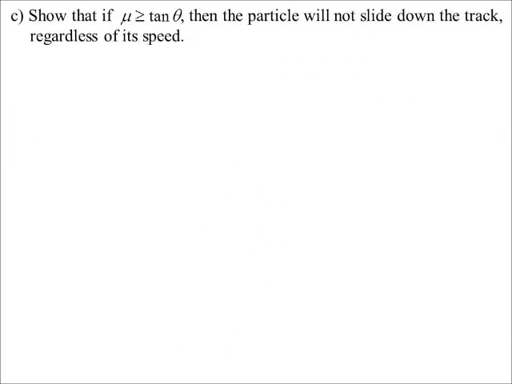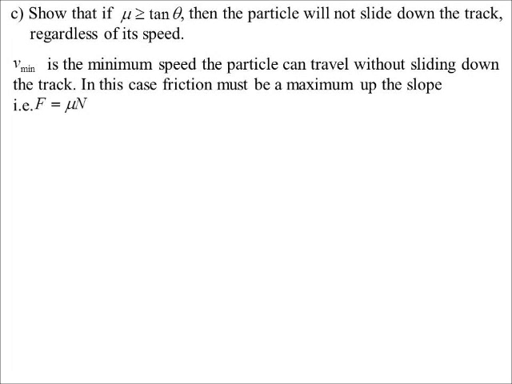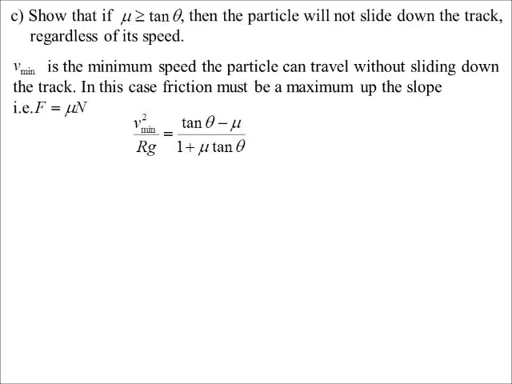So now I'm looking for the minimum speed. That was the maximum speed we could travel. Minimum speed, but friction now will be positive mu N because we're sliding down. We want to stop sliding down, so friction will be acting up. So we just proved when friction was minus mu N, we got tan theta plus mu on 1 minus mu tan theta. The only difference with this problem is friction now is positive mu N. So that would change my eventual answer to be tan theta minus mu on 1 plus mu tan theta.